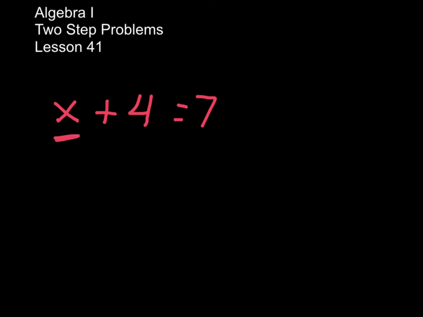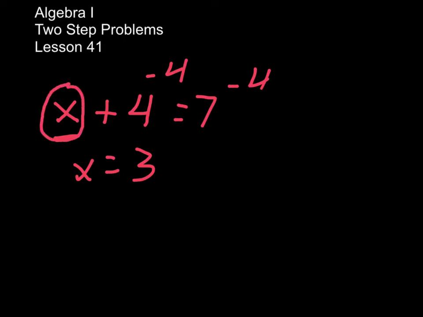We'd ask ourselves, what are they doing on the side x is on? They're adding 4, so we would subtract 4, and we'd find out that x is equal to 3. This is called a one-step problem. And in doing this, it was fairly easy to find what x is, because all we had to do is solve it.